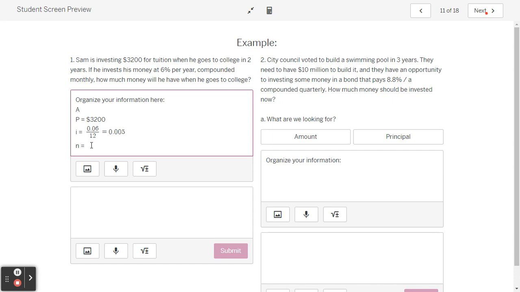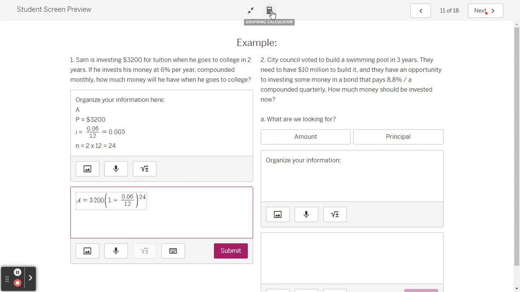Finally, our n. We know that he is getting interest monthly and he's doing this for 2 years. So we have 2 years times 12 months in a year, and n is 24. So I insert this into my equation. A is equal to 3,200 times (1 plus 0.06 over 12) raised to the power of 24.